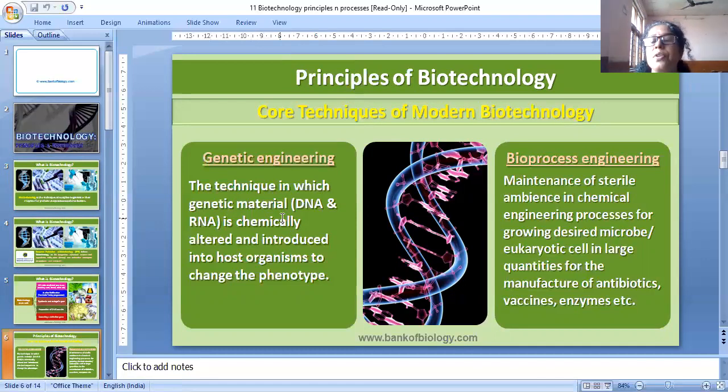Bioprocess engineering is the maintenance of a sterile ambience in chemical engineering processes for growing the desired microbe or eukaryotic cell in large quantities for the manufacture of antibiotics, vaccines, enzymes, etc.